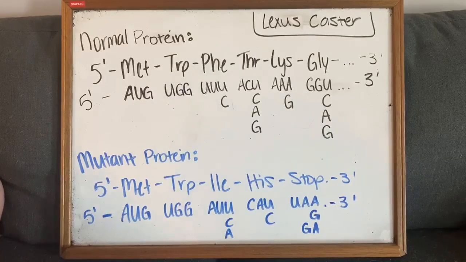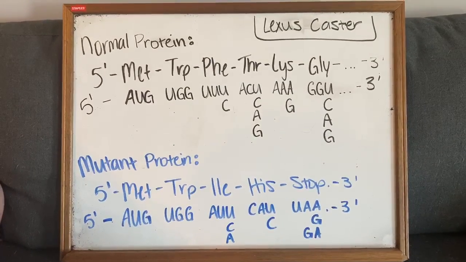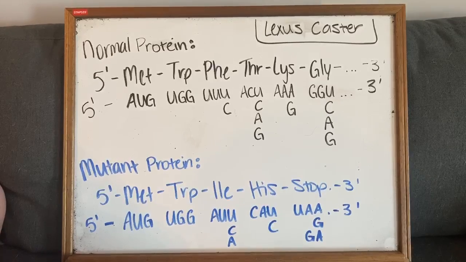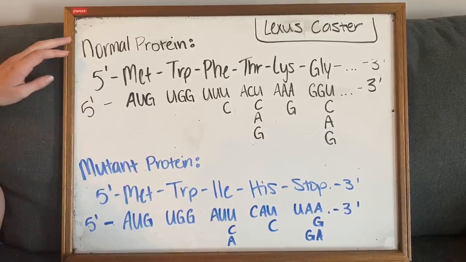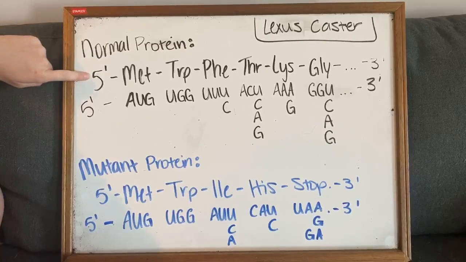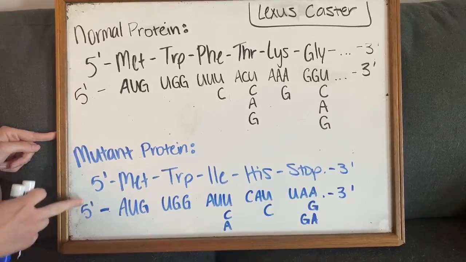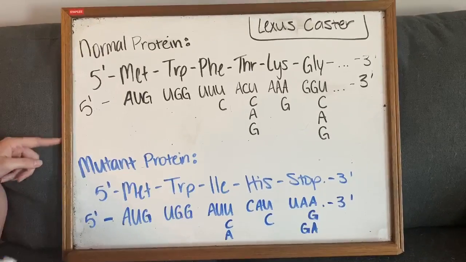My name is Lexis Castor, and this is how a normal protein can be transformed into a mutant protein as a result of the addition or deletion of a single base pair. What is shown here is our normal protein sequence along with our normal coding sequence, and our mutant protein along with our mutant coding sequence.